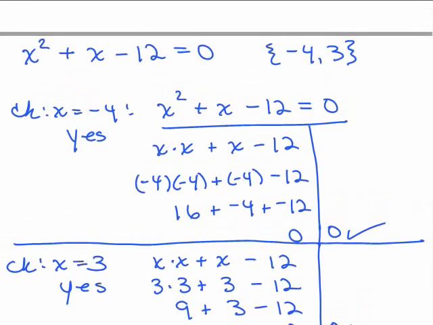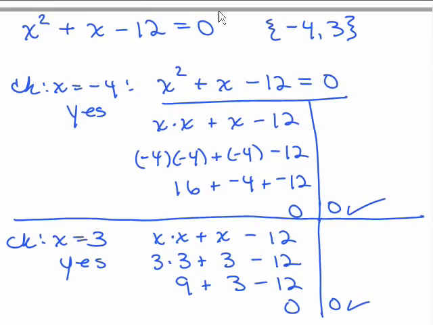So this means that negative 4, 3 is a correct answer. Now what does that mean? There is more than one solution. X could be negative 4, or x could be 3. That's something different about quadratics. Quadratic equations might have two different numbers that can be solutions.